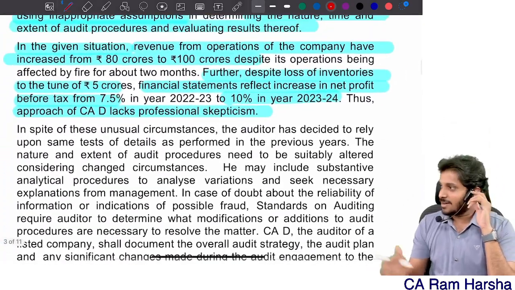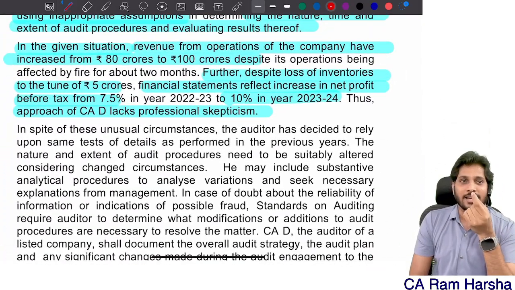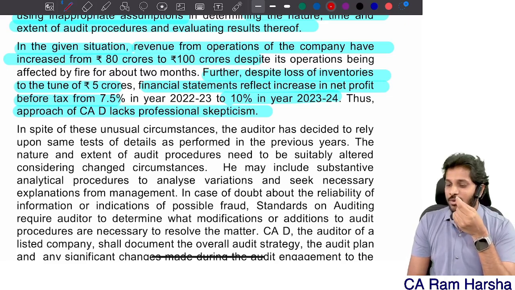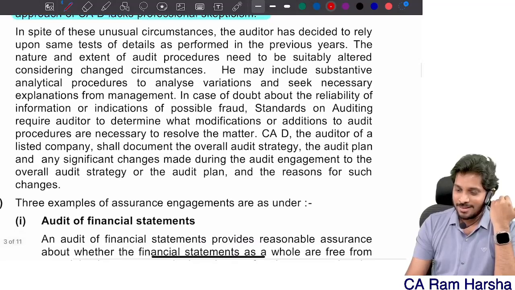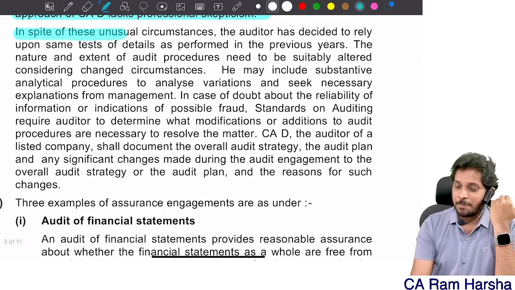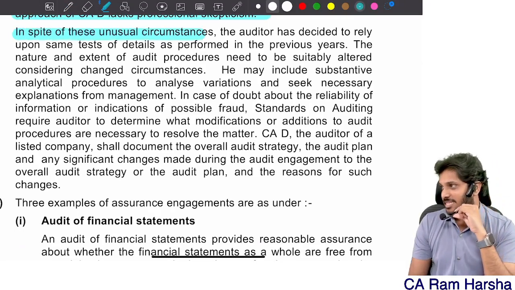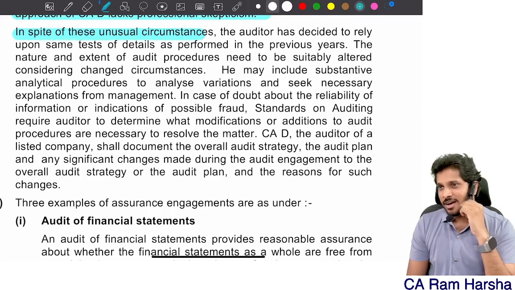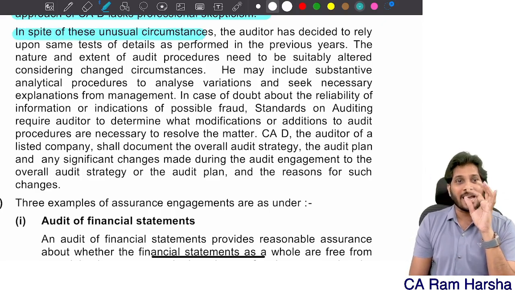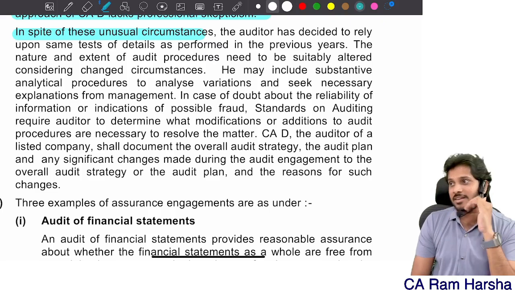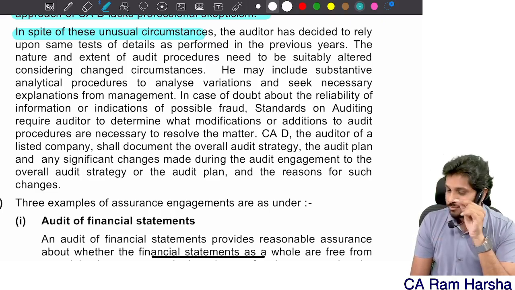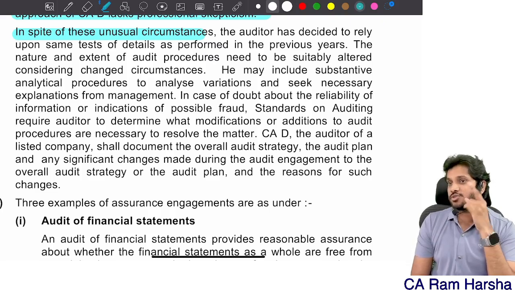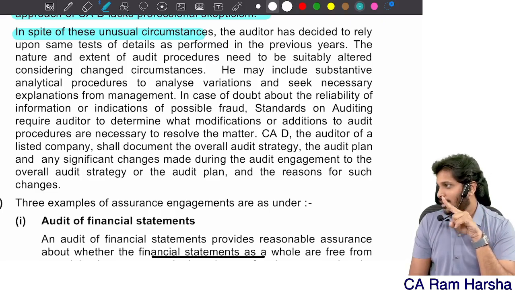So he would have read skepticism and he is giving a clue like lacking. What is lacking? What is lacking is common sense. So in spite of these unusual circumstances, actually unusual circumstances is what analytical procedure is the basis for further investigation, right? Technically our answer is also right. So for this question, an alternative answer is also there.